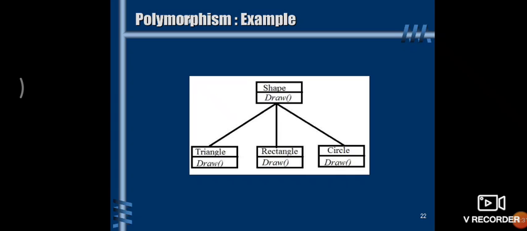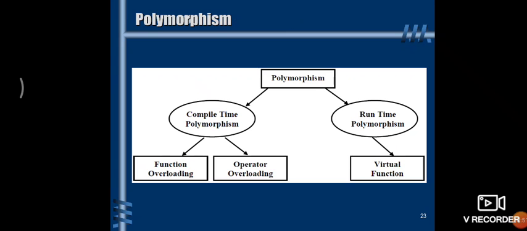Here we can see how a particular class can take a polymorphic reference, like a shape drawing. There is a shape, but it takes different forms: triangle, rectangle, and circle. This is an example of polymorphism.